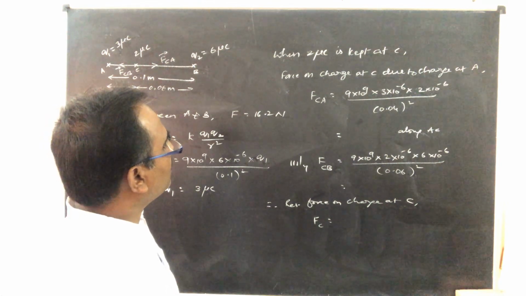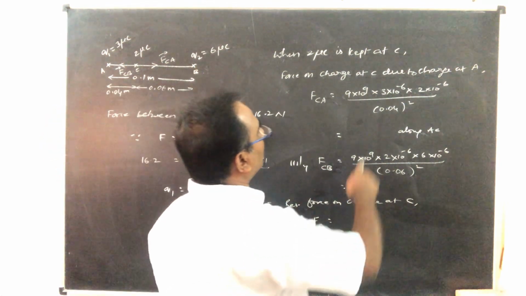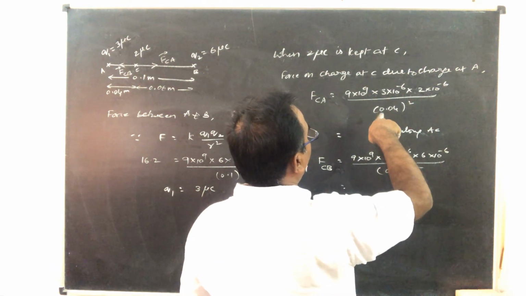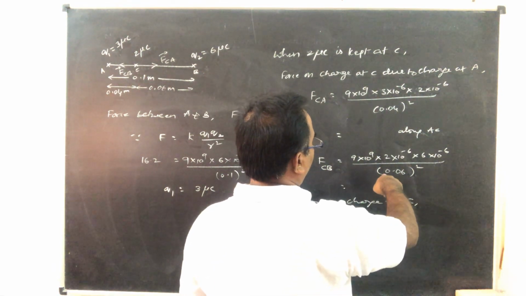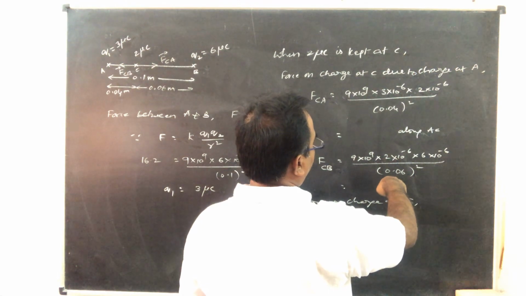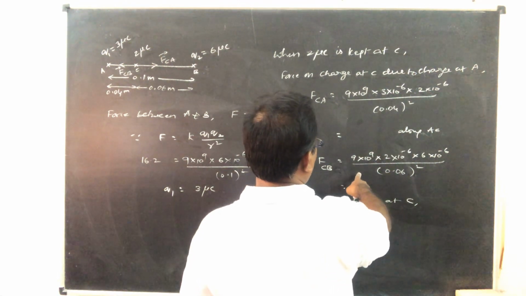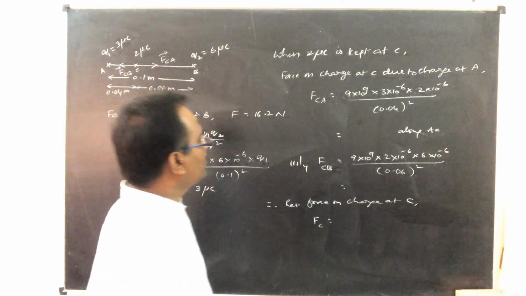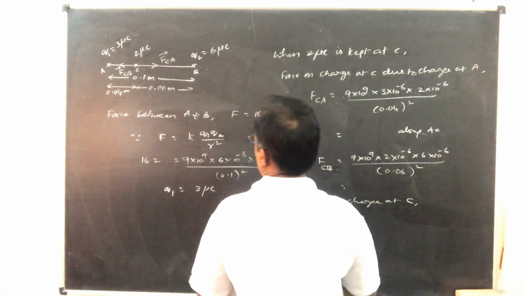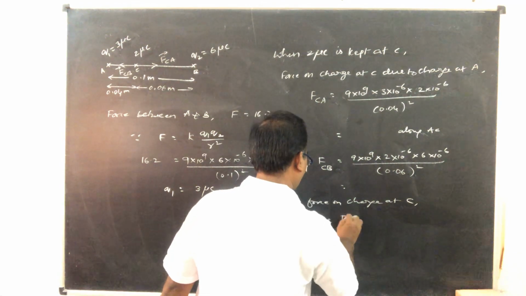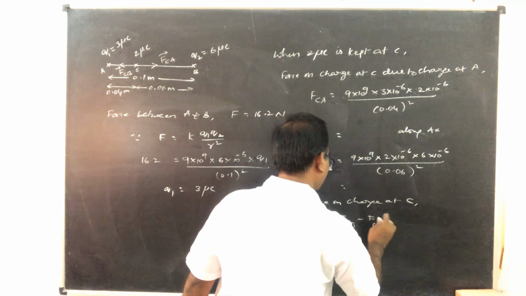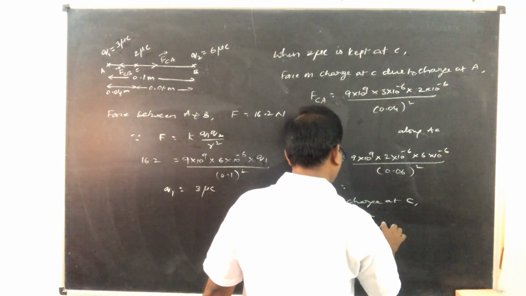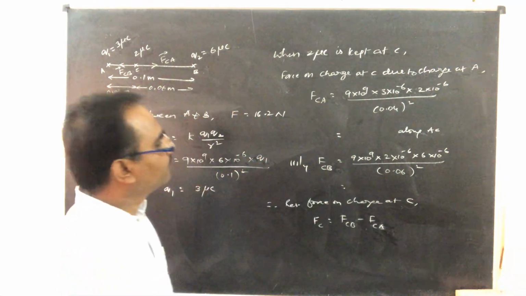So which is the largest force out of these two? This is 6 by 24. This is 12 by 36. This is 1 by 3, this is 1 by 4. That means this is larger. FCB is larger. So it is FCB minus FCA. You find this.